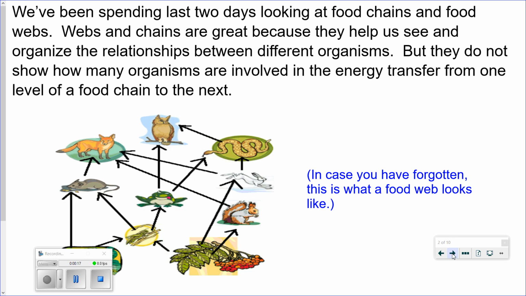We've been spending the last couple of days looking at food chains and food webs. Webs and chains are great because they help us see and organize the relationships between different organisms. But they do not show how many organisms are involved in the energy transfer from one level of a food chain to the next. And in case you have forgotten, this picture here shows you what a food web looks like.